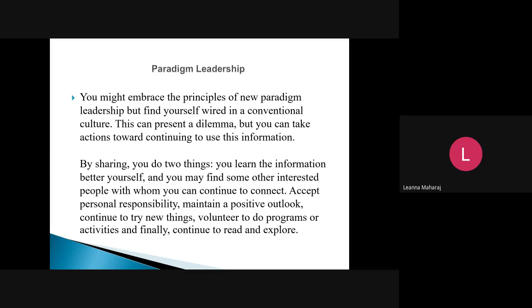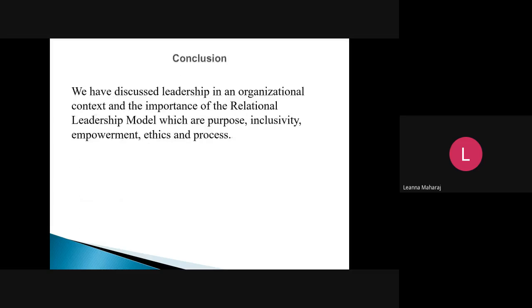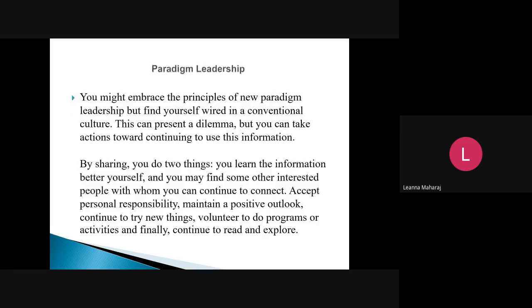By sharing information, you learn more yourself, and you may find people who are interested that you can connect with. You can also accept personal responsibility, maintain a positive outlook, continue to try new things, volunteer, and most importantly, continue to read and explore to educate yourself. So that was the end of our chapter.